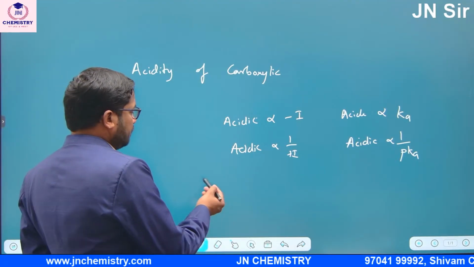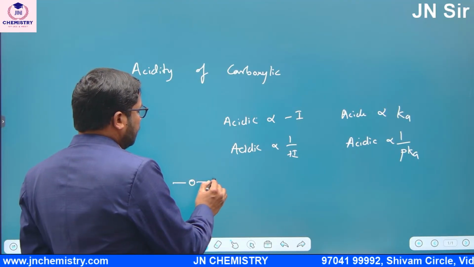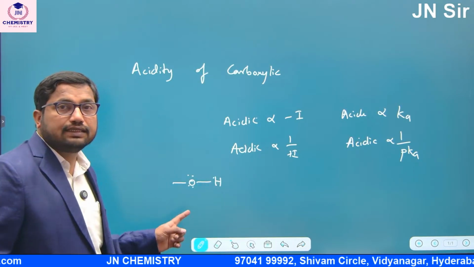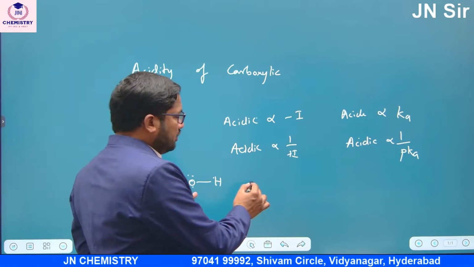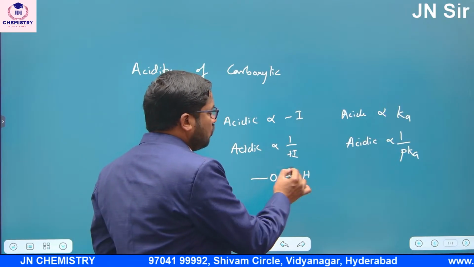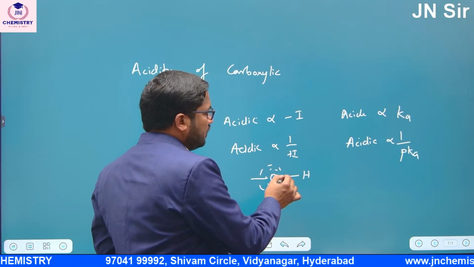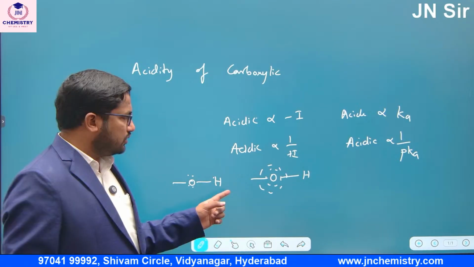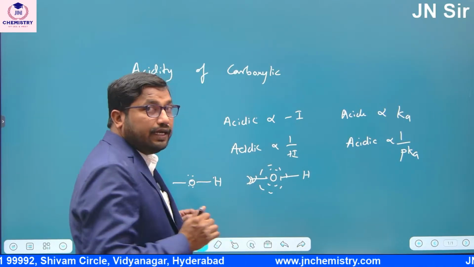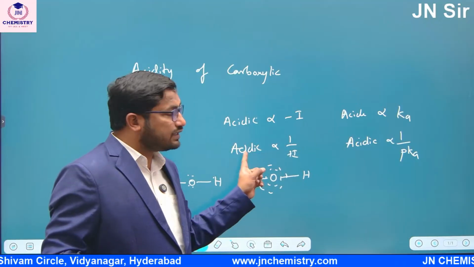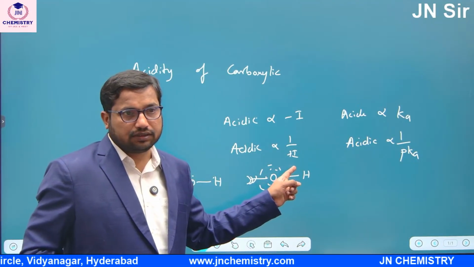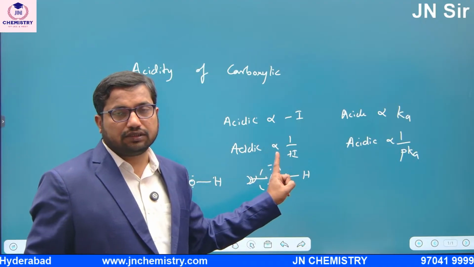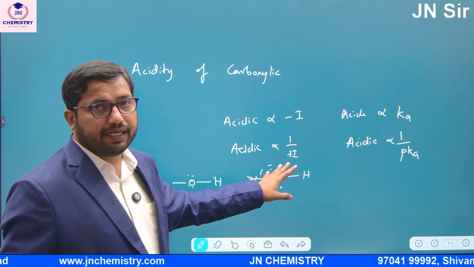And I told you at oxygen, if electron density is less, that is more acidic. At oxygen, if electron density is more, that is less acidic. So that's the reason. When plus I groups are donating the electrons, that's why it is inversely proportional to acidic nature. So the last class we discussed all this, right? Anybody having any doubt in the acidic nature? Ka, pKa.